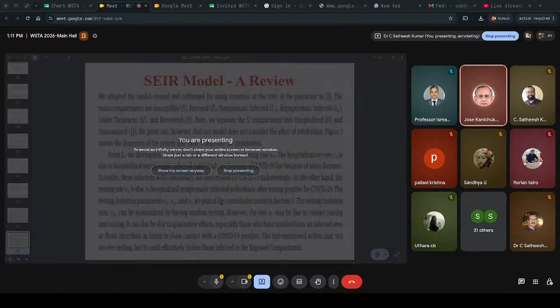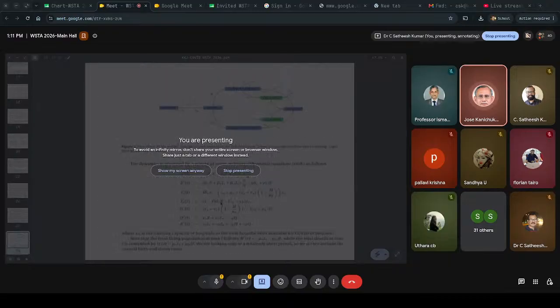The SEIR-type model was also very popular during that period, and they considered the susceptible, exposed, symptomatic infected, then asymptomatic infected, and under treatment, that is, you recover. Here we separate the U compartment into hospitalized and quarantined. That way we can think of various compartments and we can get better models. These are also the equations and the process estimated.